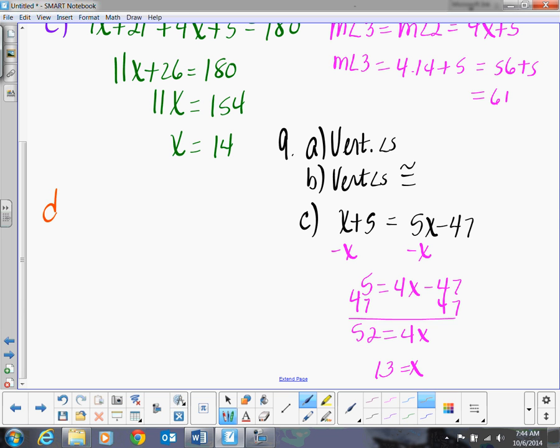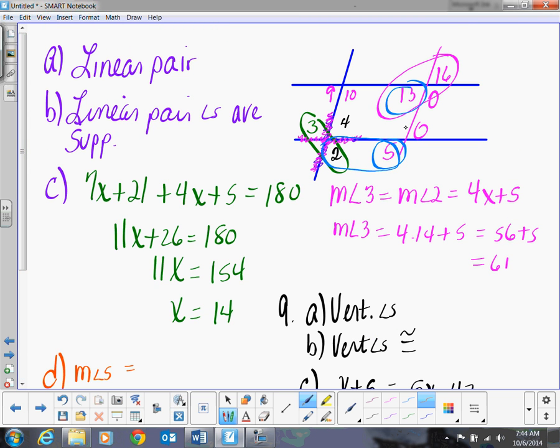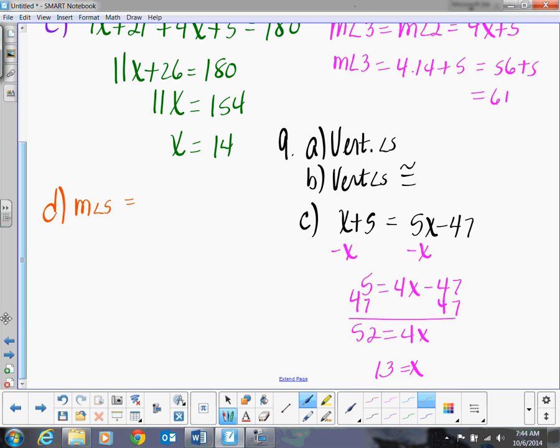So I need to do part D. I'm going to need the measure of angle 5. And the measure of angle 5 is equal to the measure of angle 13, correct? So measure of angle 5 equals measure of angle 13. So now I'm going to go to my paper, and 13 was x plus 5. So measure of angle 5 is going to be 13 plus 5, or 18.